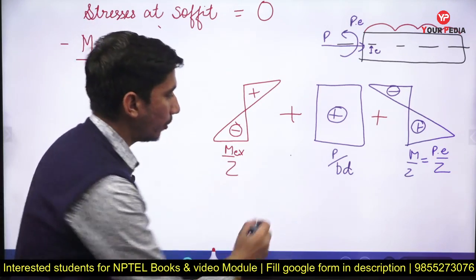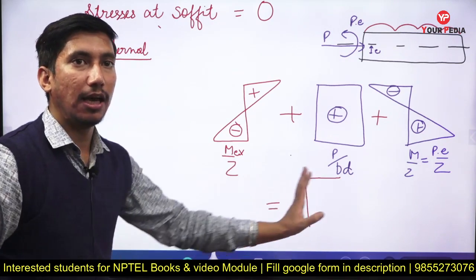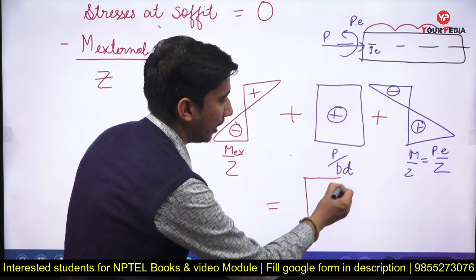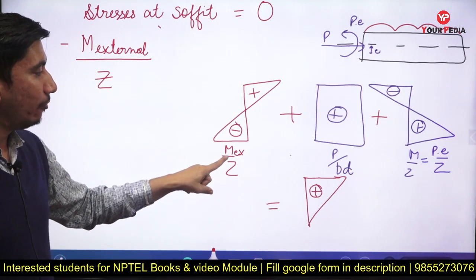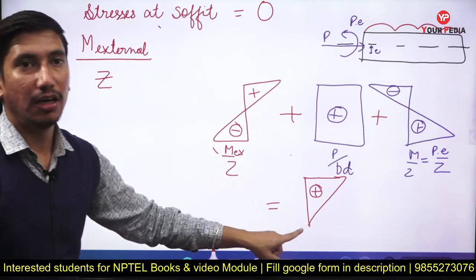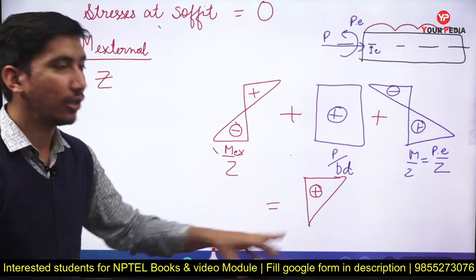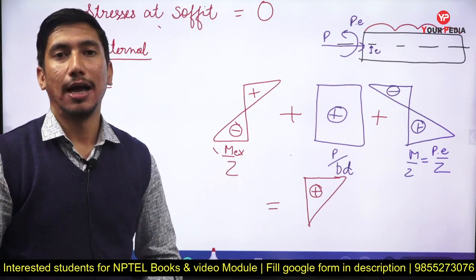So combined, what we want is that compression might come in the upward direction, but tension here should be equal to 0. This is what we want. Total, what do we want? So we have to find the value of M external in such a way that the final stress distribution looks like this. There should be no tension at the bottom.